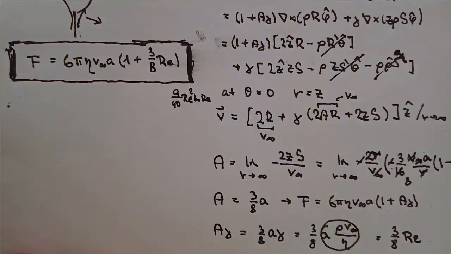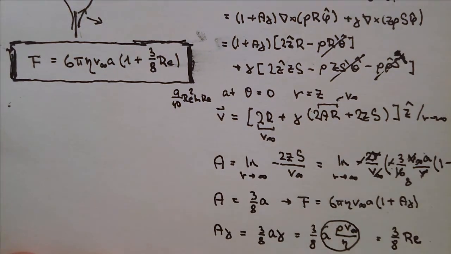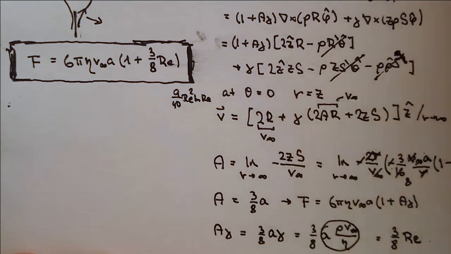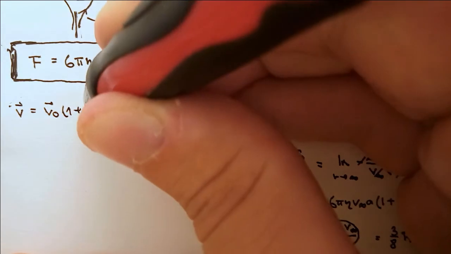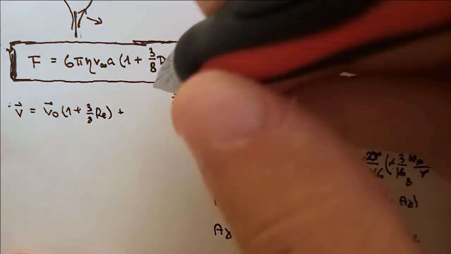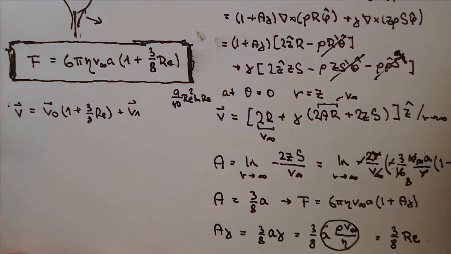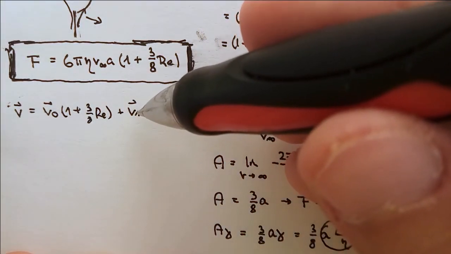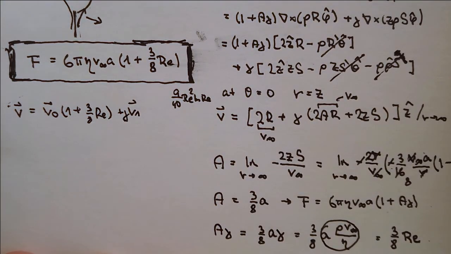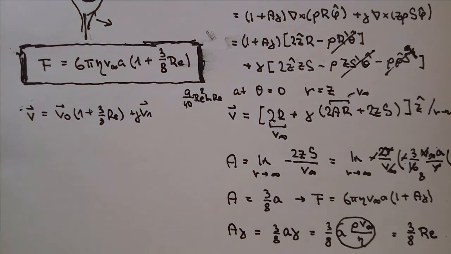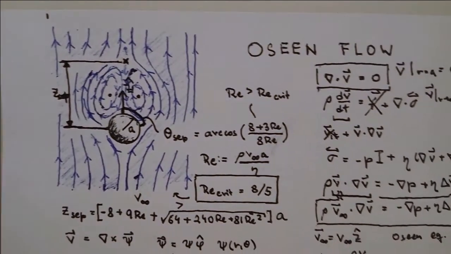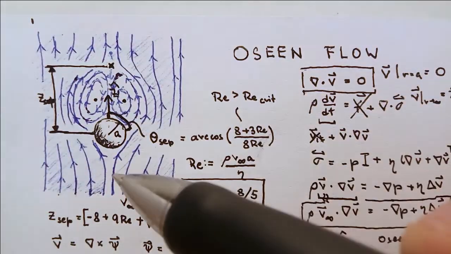Also, there is a bonus for this video, because you now know that v is equal to v0 times 1 plus 3/8 of Reynolds number plus v1, which you can compute from the curl of psi1, and then you can render this particular picture from the vortices.